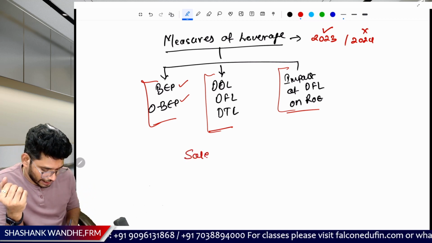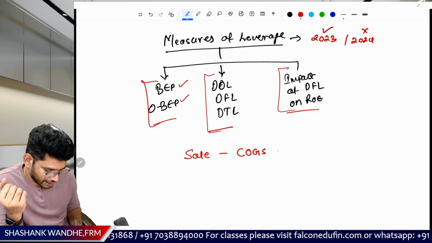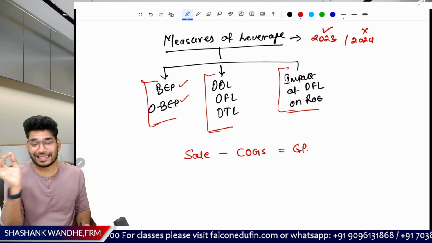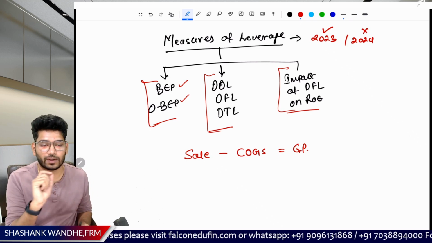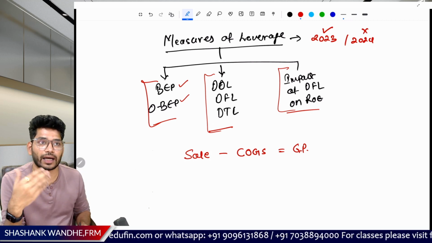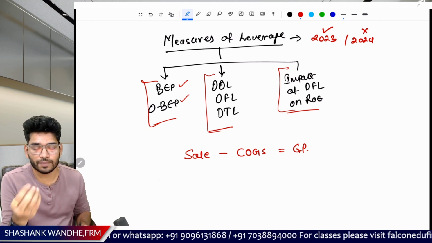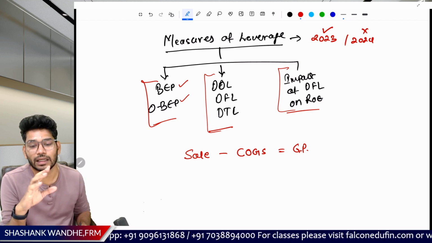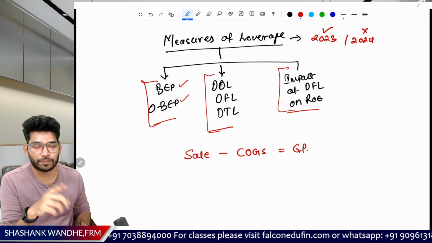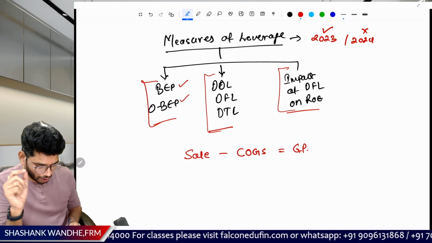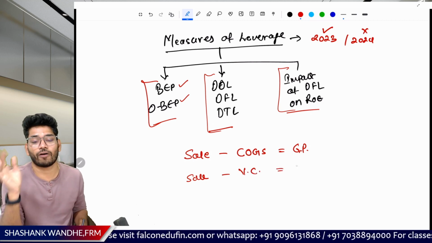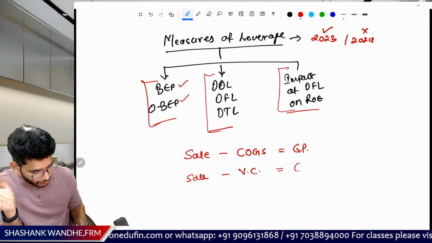So we know sale minus COGS, cost of goods sold, is equal to gross profit. But COGS includes direct material cost, direct labor cost, and some operating overheads, right? So you also incur some overheads relating to the production of goods, and that's how you get the gross profit. But when it comes to standard costing, we call this sale minus variable cost, and the result of sale minus variable cost is contribution.